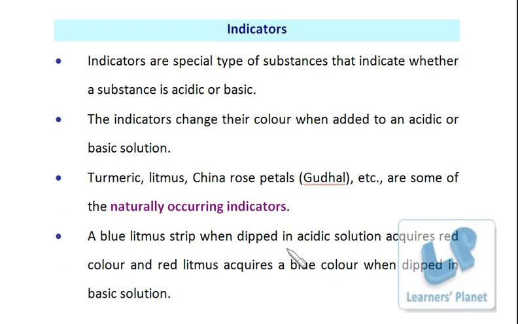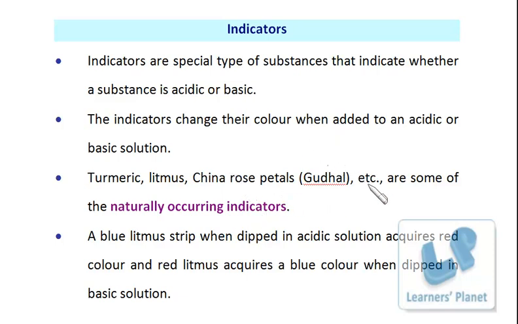A very important indicator is litmus, and a question on this particular point is very commonly asked, right? A blue litmus strip, when dipped in an acidic solution, acquires red color, and a red litmus acquires a blue color when dipped in a basic solution, right? So if you have blue litmus paper, it will be converted to red if it is dipped into an acidic solution, right? And if you have red litmus paper, if you dip it into a basic solution, it will be converted to blue color, right?